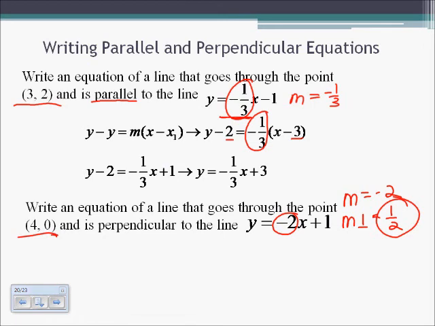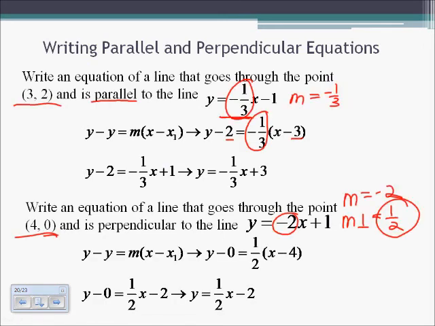And using the same methodology going through here, we have our point slope formula, and we have our point 4, 0 and our slope 1/2. Okay, working through the point slope form, we end up with y is equal to 1/2 x minus 2. Again, that is an equation of a line that goes through the point 4, 0 and is perpendicular to the line y equals negative 2x plus 1.